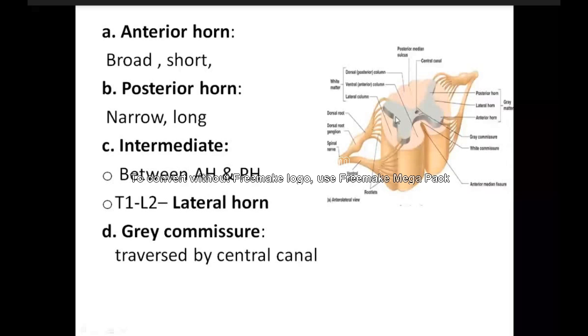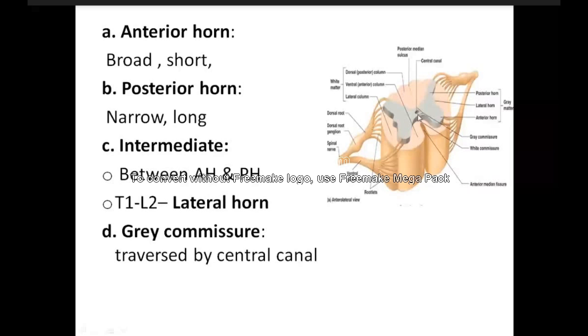The amount of gray and white matter varies depending upon the region, whether lumbar, thoracic or cervical. Especially in the thoracic region, the amount of gray matter is less, so both horns become very slender and the lateral horn becomes prominent. Whenever you see the lateral horn in cross section, that is usually of the thoracic region. And this is the gray commissure, where you have the central canal.